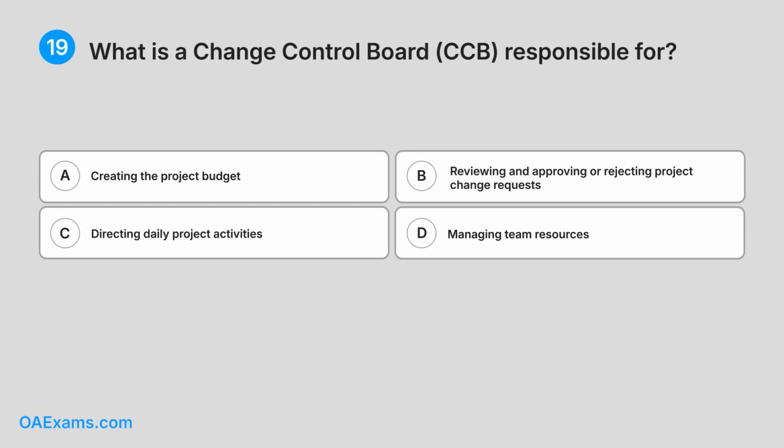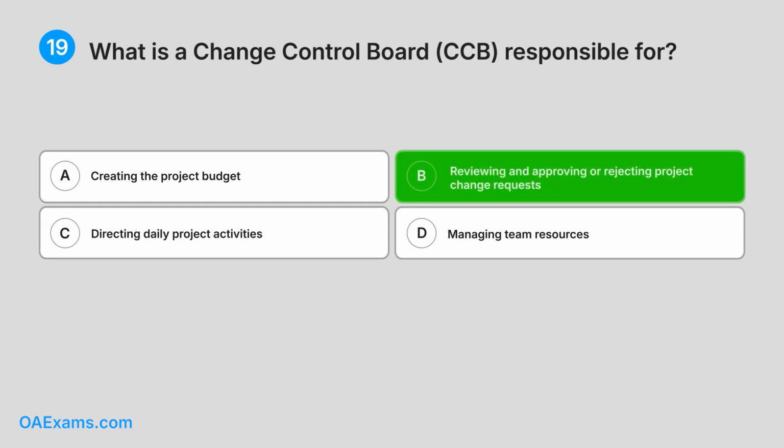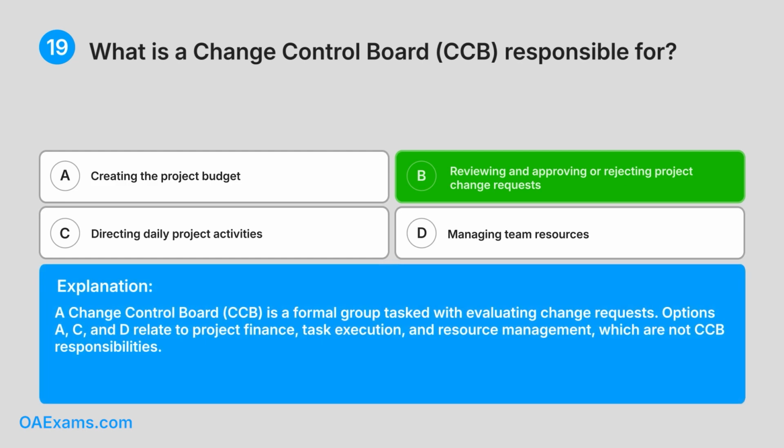Correct answer: B. Reviewing and approving or rejecting project change requests. Explanation: a Change Control Board, CCB, is a formal group tasked with evaluating change requests. Options A, C, and D relate to project finance, task execution, and resource management, which are not CCB responsibilities.